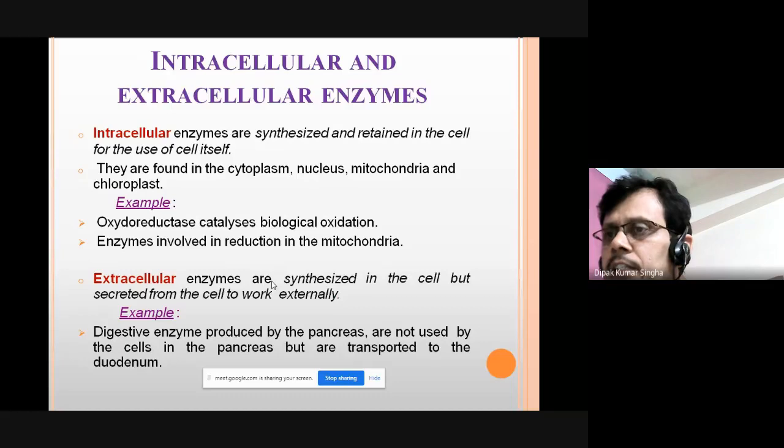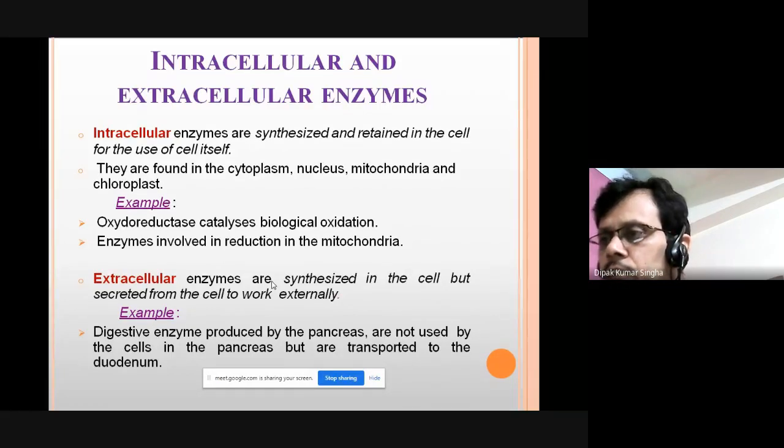Intracellular enzymes are those enzymes which are produced and active inside the cell, for the use of the cell itself. They are found in the cytoplasm, nucleus, mitochondria, and the chloroplast, especially in the cytoplasm, in the case of those enzymes which act in glycolysis or in the TCA cycle.